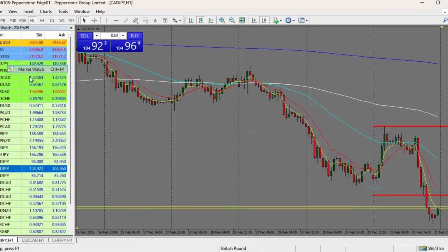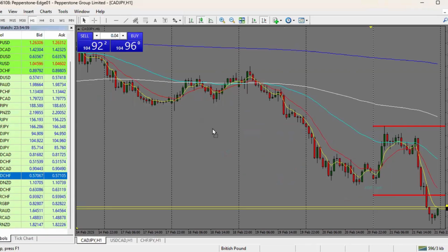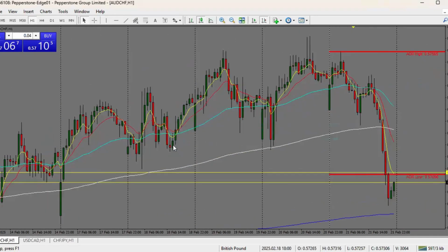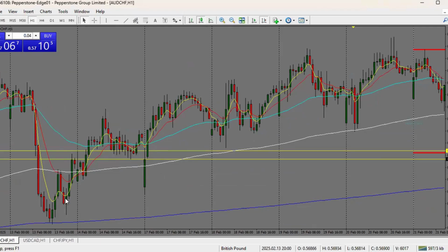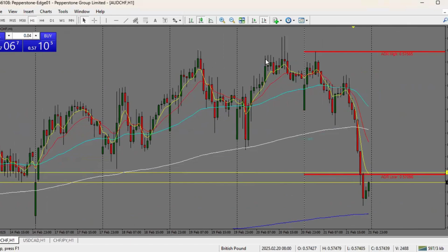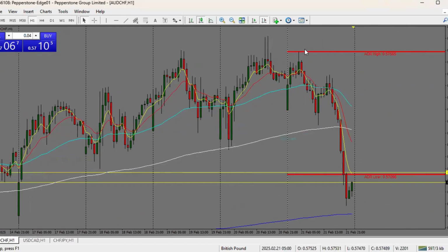AUDCHF, because I remember I had that trade. Here we are. So here we had a reversal, okay? We had a trade reversal because we were looking at this, our peak formation low. The market already had 3 days of rise and we had a very huge divergence. They hit the ADR high and they dropped the entire day. You can look at that.